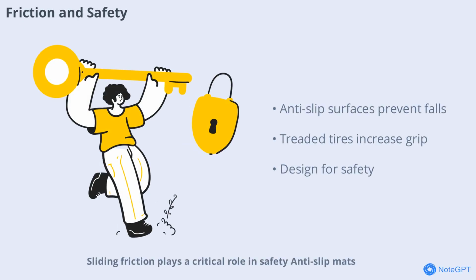Sliding friction plays a critical role in safety. Anti-slip mats, textured flooring, and treaded tires all use friction to prevent accidents. In workplaces and public spaces, designers add features to increase friction where needed, reducing the risk of slips and falls. Understanding how to control sliding friction helps create safer environments for everyone, from homes to highways.